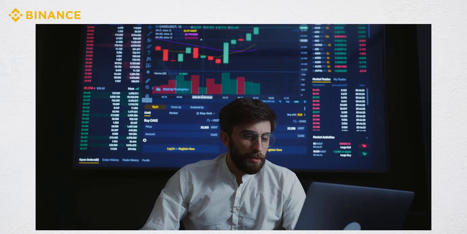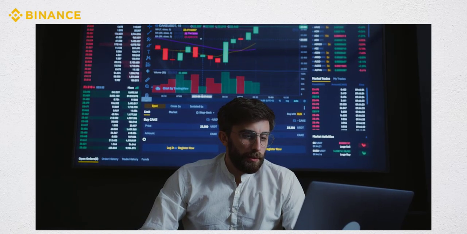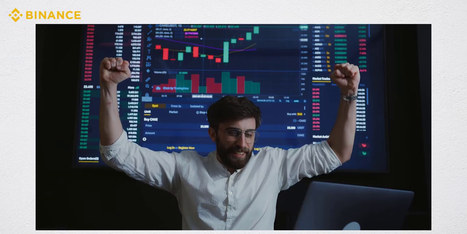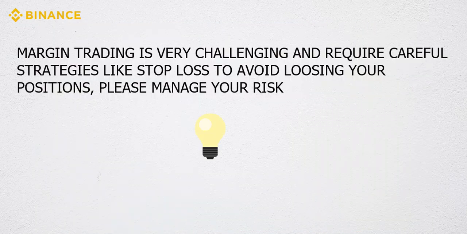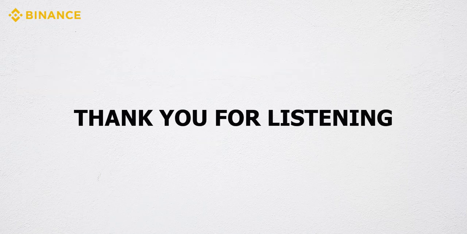So you can start trading Binance Margin and enjoy the amazing benefits. Margin trading is very challenging, and it requires careful strategies like the stop loss to avoid losing all your positions.